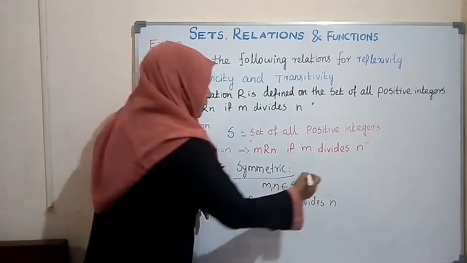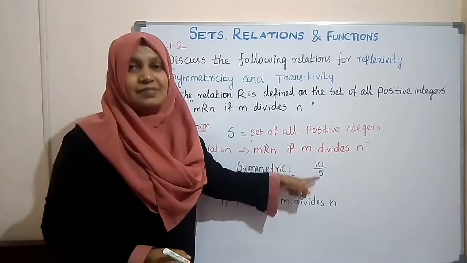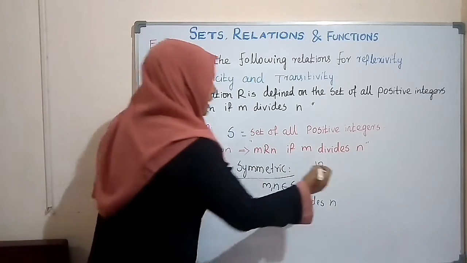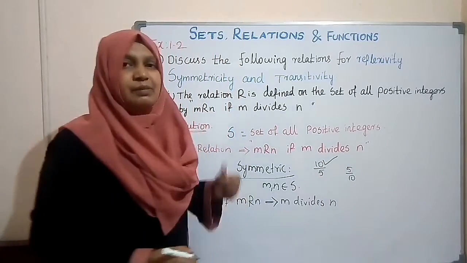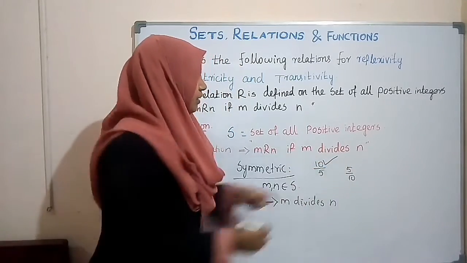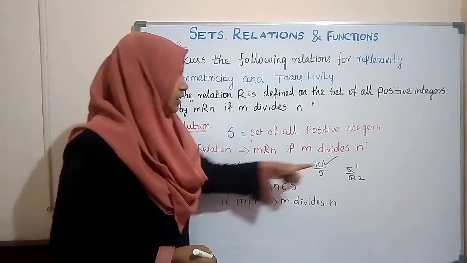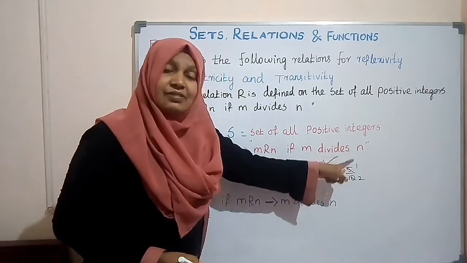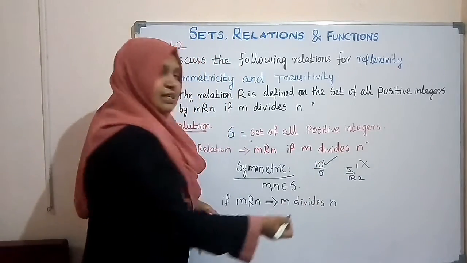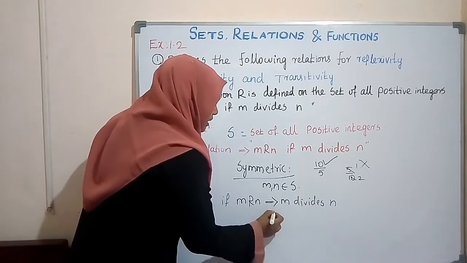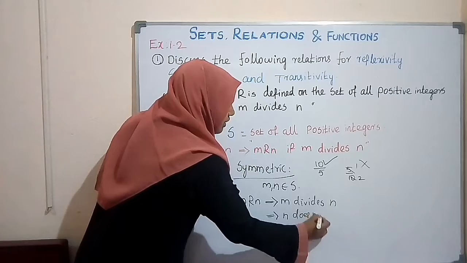See, for example, 10 is divisible by 5. Is it correct? Yes. But we can't say 5 is divisible by 10. If you divide 5 by 10, you will get a fraction only, 1 by 2. So 5 is not divisible by 10, and this is not correct. So, m divides n means we cannot say n divides m. We can write n does not divide m.